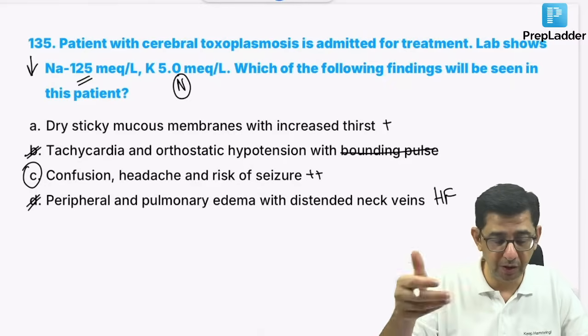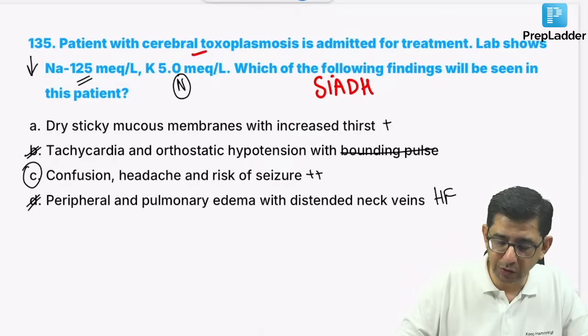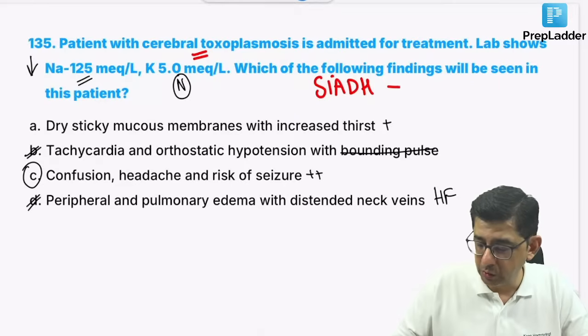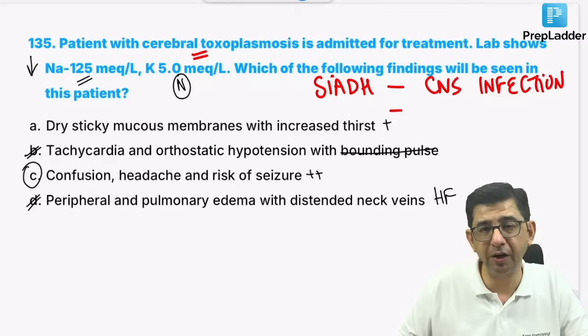And yes, somebody pointed out very rightly, this is SIADH. Anytime they give you a CNS illness, cerebral toxoplasmosis, tubercular meningitis, viral encephalitis, pyogenic meningitis, all CNS conditions contribute to this. So anytime there is any CNS infection, always think in terms of SIADH causing euvolemic hyponatremia.